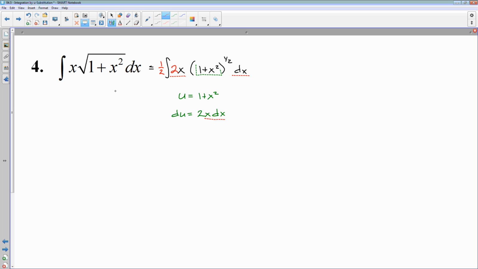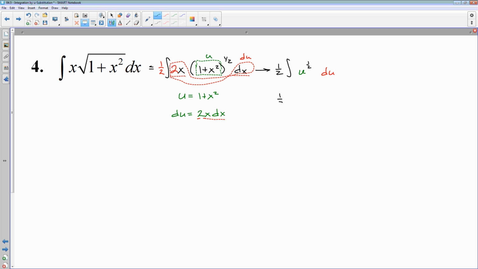So if you ever need to throw in a constant to fix your du problem, see now I have my du, I have to offset that constant. Now the 1/2 on the outside isn't going to go anywhere. When I do my substitution, I have 1/2 times the antiderivative, 2x dx, all of that comes out to be du. And then the inside, where I have 1 plus x squared, that's my u. So now I have u to the 1/2 du, and the 1/2 on the outside that I had to put to offset my 2 stays there.